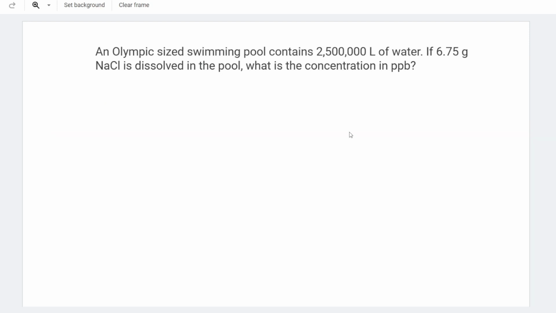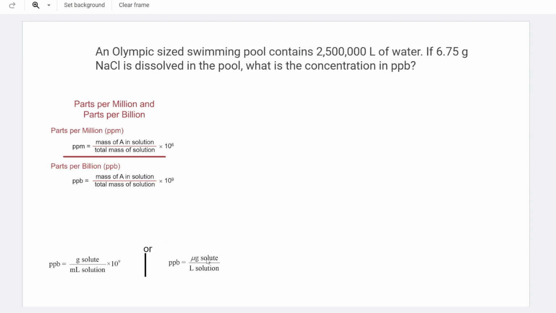An Olympic-sized swimming pool contains 2,500,000 liters of water. If 6.75 grams of sodium chloride is dissolved in the pool, what is the concentration in parts per billion? So let me quickly bring back the formulas. And just to note, this unit here is micrograms, which is essentially 1,000 times less than a milligram. But anyway, I will opt for the left side to solve for parts per billion.